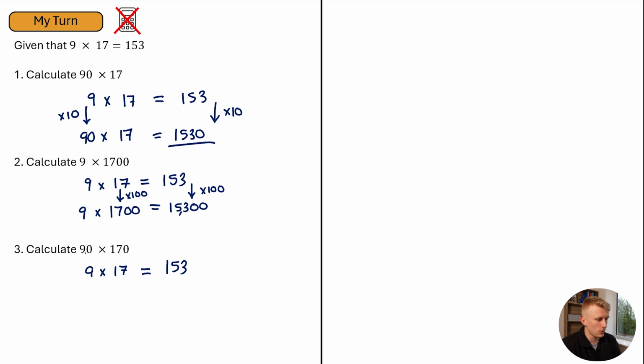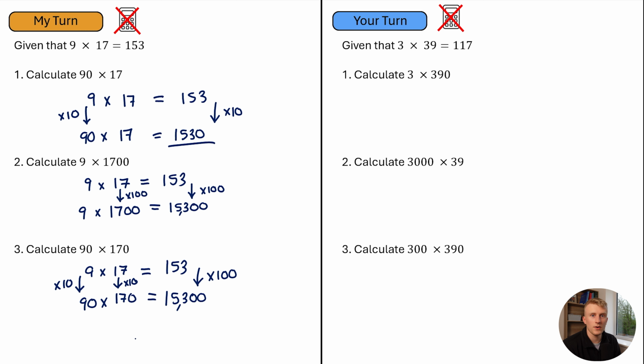Okay, let's look at the last example where we've changed both of the numbers in our calculation. So this time we're doing 90 multiplied by 170, and we want to know what that is. Let's look at each of the numbers in turn. I've multiplied 9 by 10 to get to 90, and I've multiplied 17 by 10 to get to 170. And then I want to think, what overall effect will multiplying by 10 twice have on my answer? Well, if I multiply by 10 twice, that's the same as multiplying by 100. So that's what I'm going to do to my answer. 153 multiplied by 100 is the same as the one above. It's 15,300. Pause the video and give the questions on the right hand side a go.